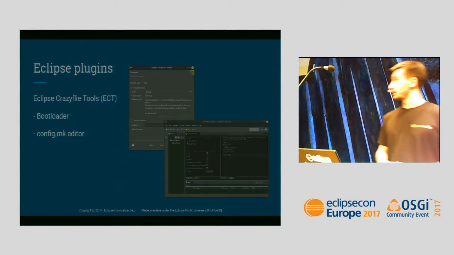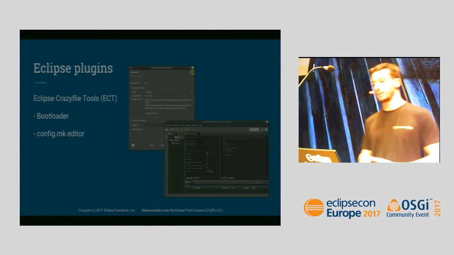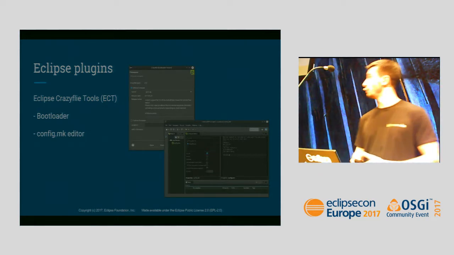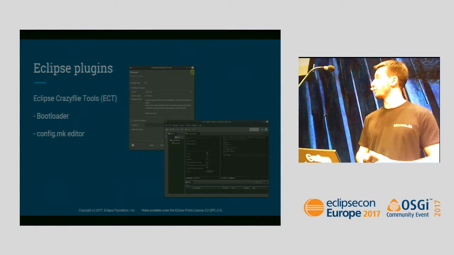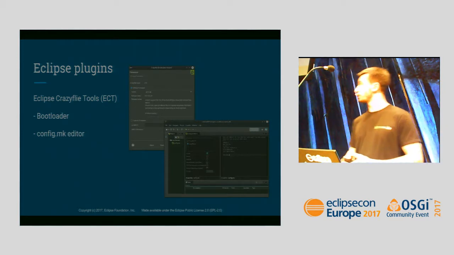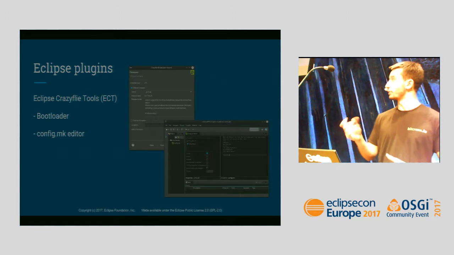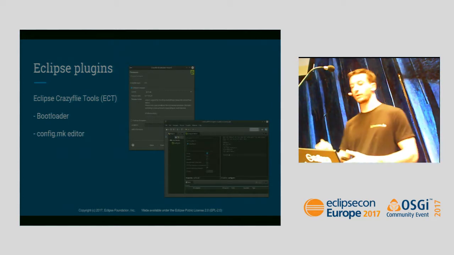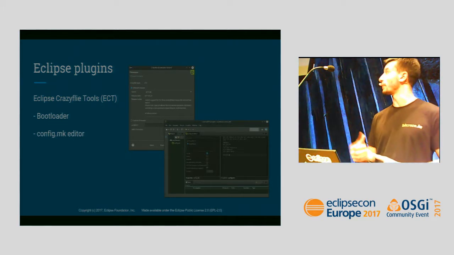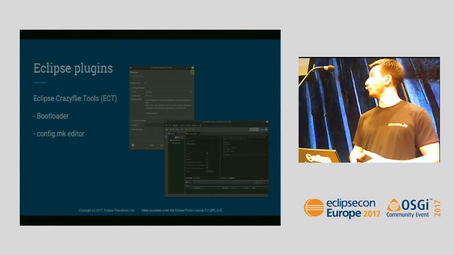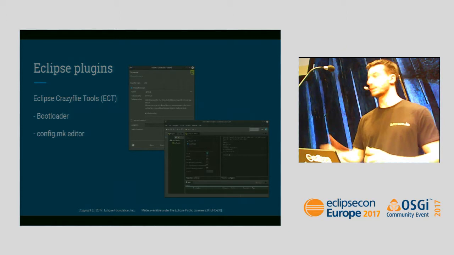The second plugin is almost done. It's not published yet, but it will be soon. It is the config.mk editor, a multi-page editor which gives you a nice UI for configuring the options that you want to have in your make process. It also provides some tooltips and just makes it easier.